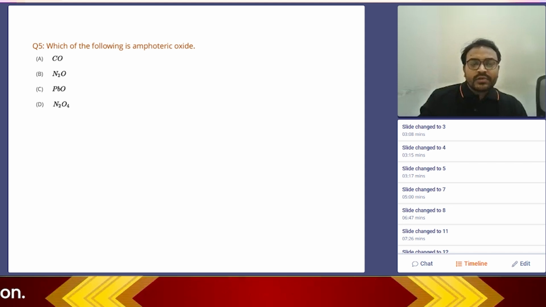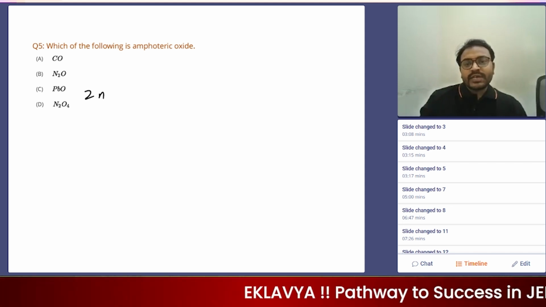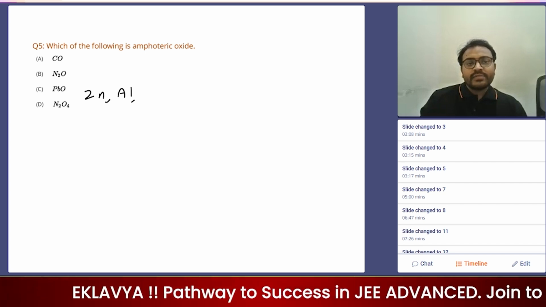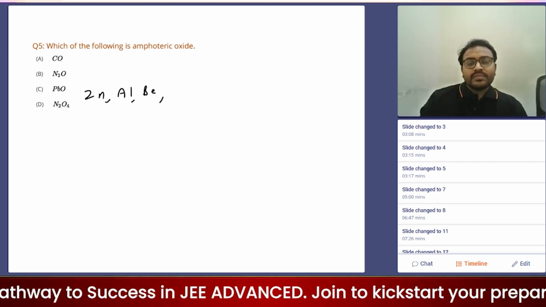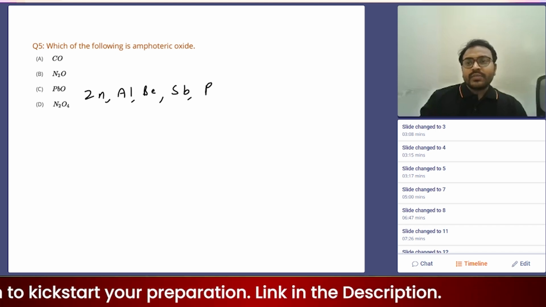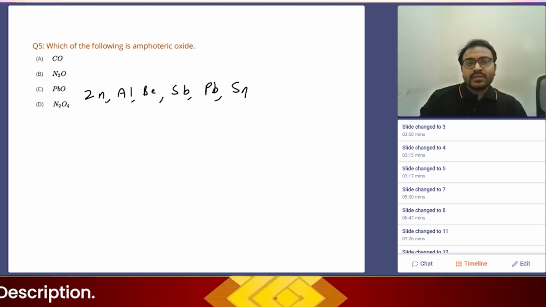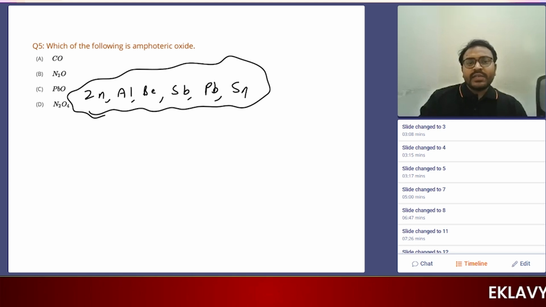So for amphoteric oxides, we can remember there are some elements whose oxides are amphoteric. For example, we have zinc, aluminium, beryllium, Sb (antimony), Pb, Sn. Generally these kinds of elements and their oxides are amphoteric.